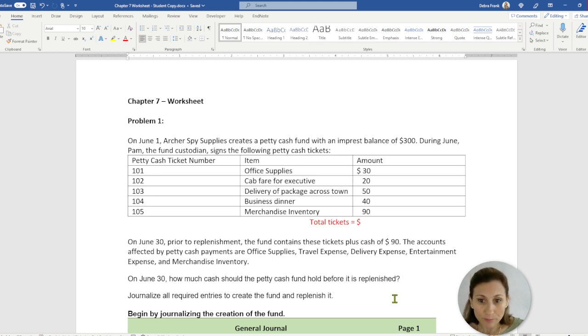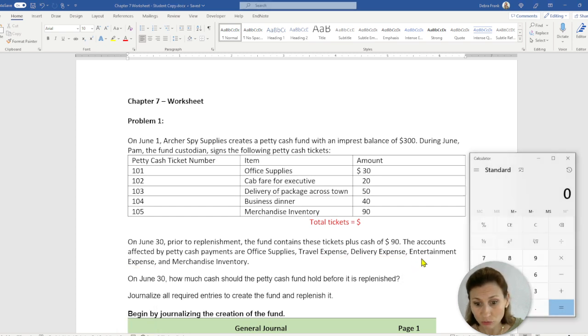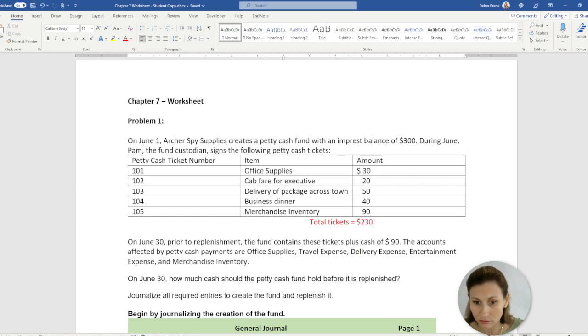So if it had $300, and then these are all the tickets used, that's the cash that should be missing. They want to know how much cash should be in it. All right, so let's see. Let's go 30 plus 20 plus 50 plus 40 plus 90. So we're looking at a total of our tickets of $230. Let's write that down.